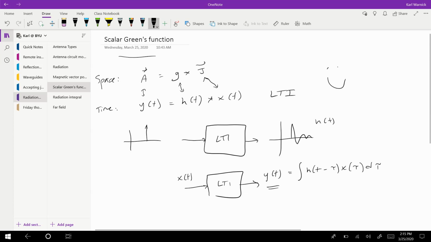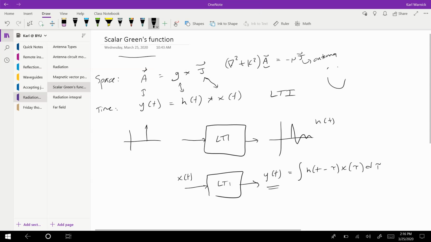Space will be our LTI system. So how does that work? Well, the LTI system is defined by some differential equation, just as properties of space electromagnetically are governed by a differential equation. So for space, what we have is del squared plus k squared times the magnetic vector potential A is equal to minus mu times whatever current density J is radiating a signal. That J will represent an antenna. And our goal is to find A, from which we can find the electric and magnetic fields.